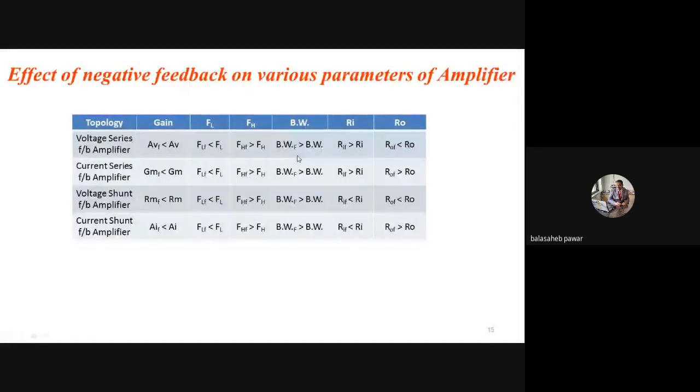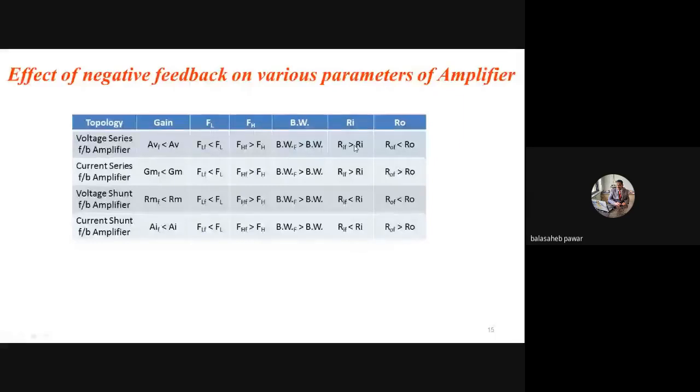All these first four columns are applicable to all types of amplifier, whatever the type may be, but the remaining two parameters, Ri and Ro, are not the same for all types of amplifiers. For voltage series and current series feedback amplifiers, RIF is greater than Ri. Similarly, for voltage shunt and current shunt, RIF is less than RI. We'll take them one by one so that it will be very clear to you.